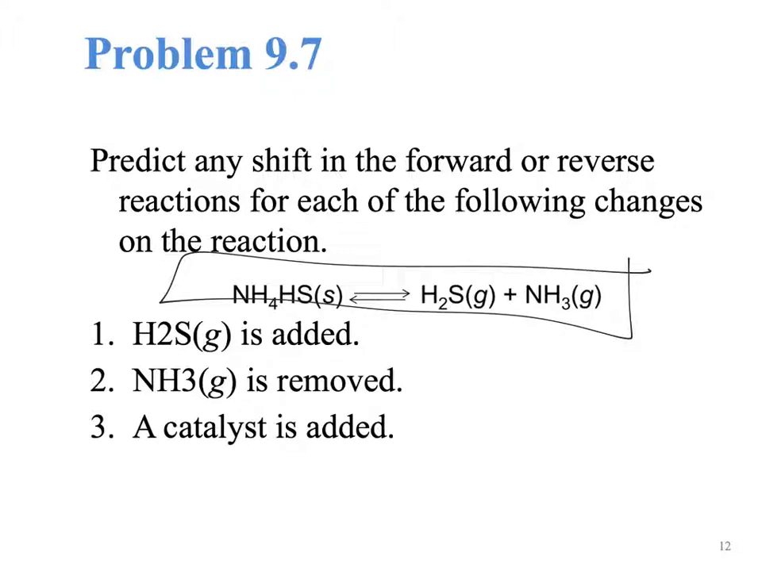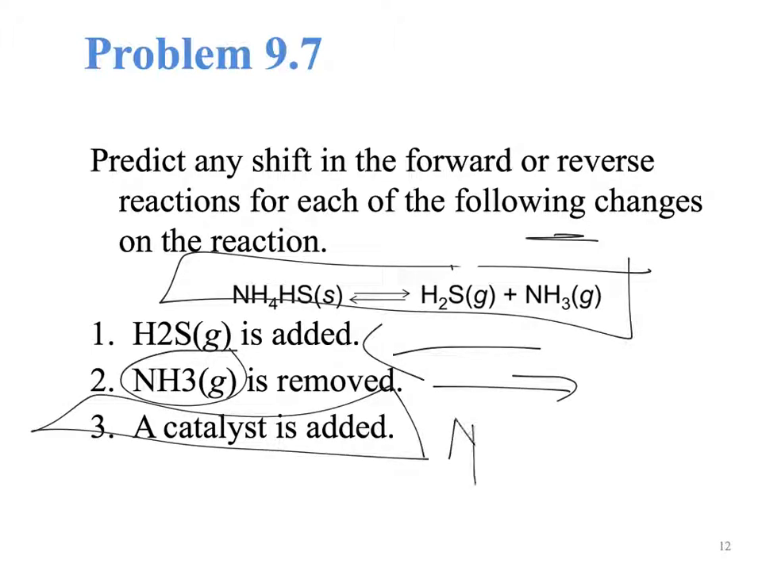So let's take a look at this equation over here and see what happens if we disturb our equilibrium. If we add some of these, what is going to happen? The system is going to try to get rid of it by favoring the reaction that gets rid of it, which is the reverse. If we remove NH3, we remove this, so what is going to happen? The system is going to try to make more by favoring the forward reaction. And if we add a catalyst, well, no change, because catalysts don't do anything to change the concentrations at equilibrium.